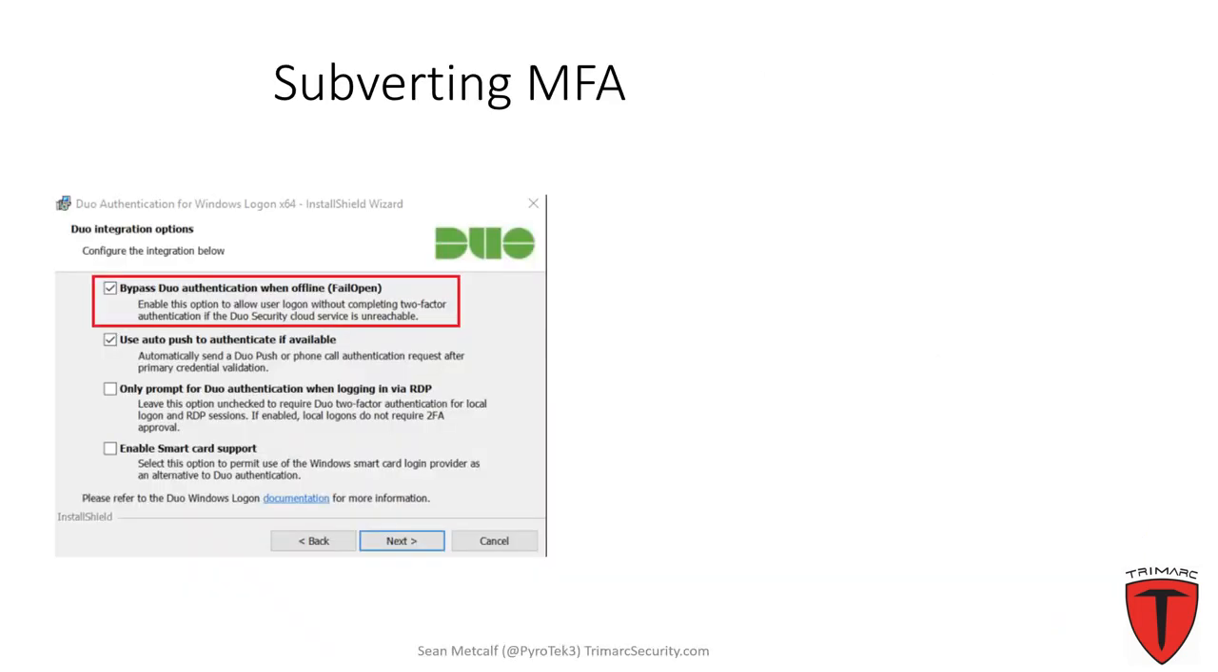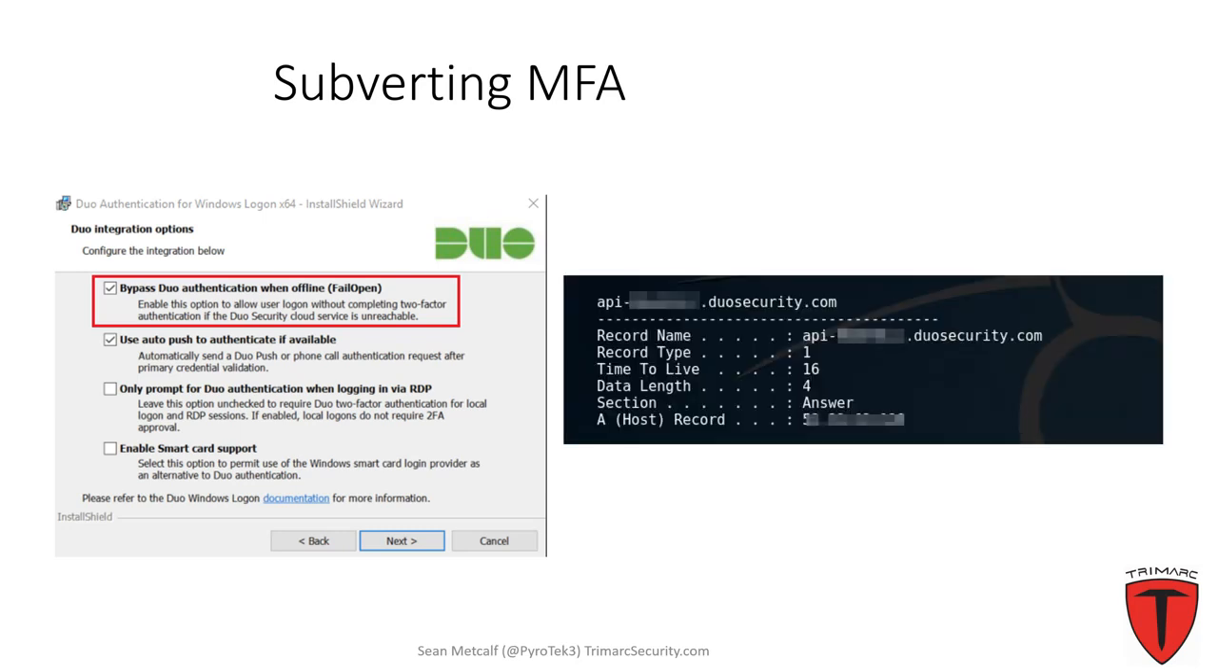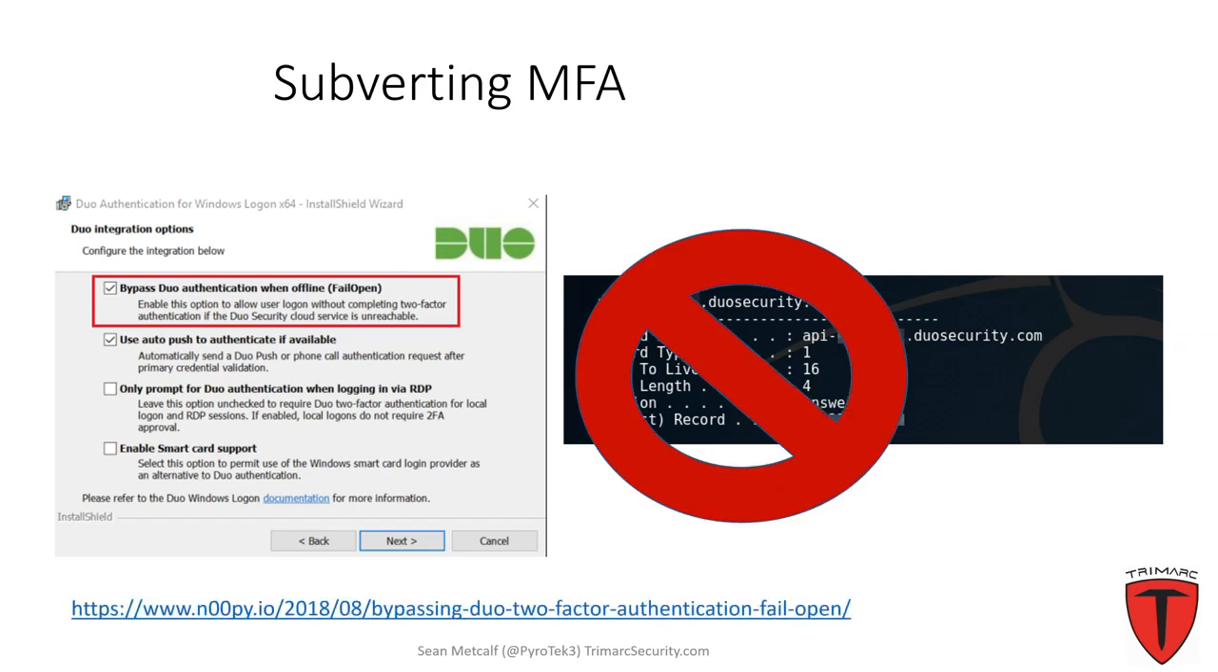By default, Duo is configured to fail open. This means that if the Duo client can't connect to the Duo server to initiate the MFA process, the authentication doesn't require MFA. So if the attacker can influence the network connection from the server to the internet, MFA can be turned off for that authentication request. And Noopy has a great blog article that was posted a couple years ago describing how this could work.